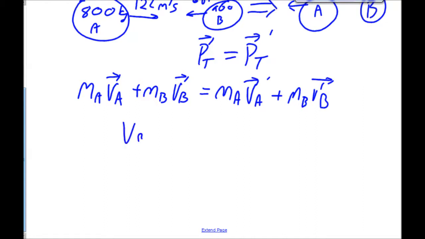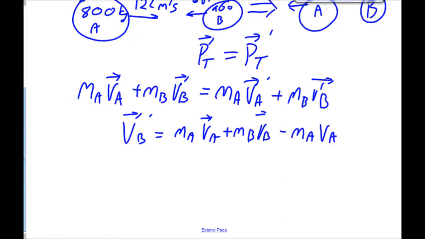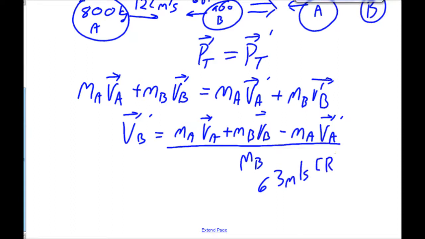And so I'm getting VB prime equals MAVA plus MBVB, oh, sorry, not prime, MAVA plus MBVB minus MAVA prime, all divided by MB. The only word of caution I have for you here is you have to worry about the directionality. These are vectors, so positive versus negative. But when I do this, I'm getting that the velocity of B afterwards is 63 meters per second to the right.